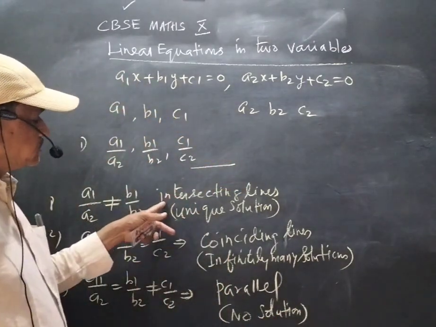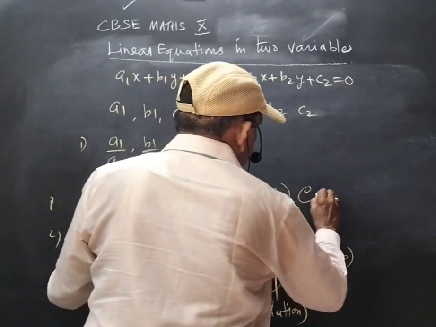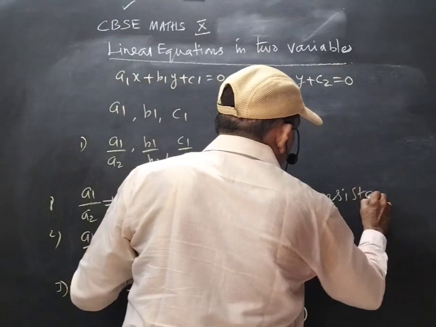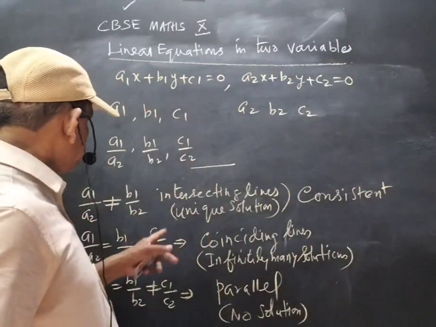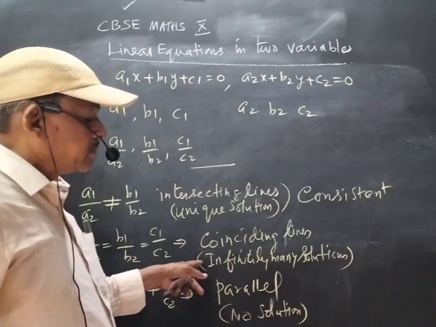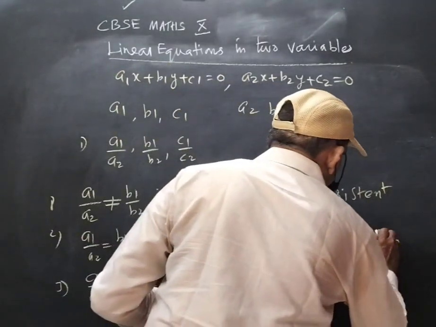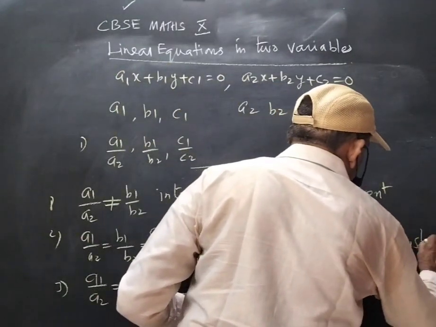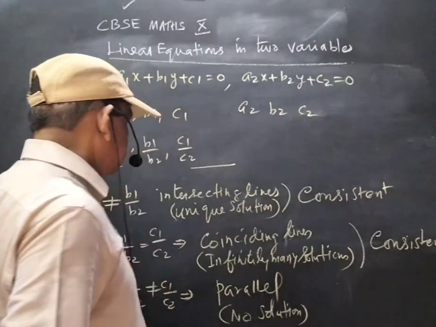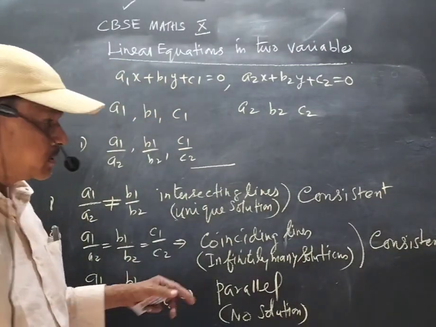For intersecting lines, we have got only one solution, that is a unique solution. Therefore, the system is consistent. For the second type, we have coinciding lines. They have infinitely many solutions. Here also the system is consistent. And the third type is parallel lines. They have no solution at all.